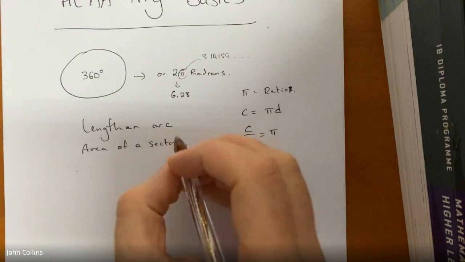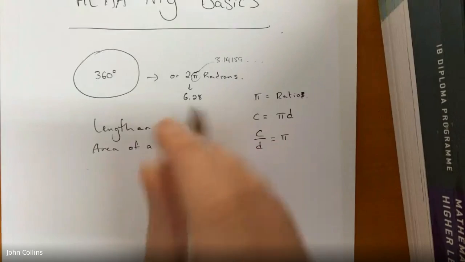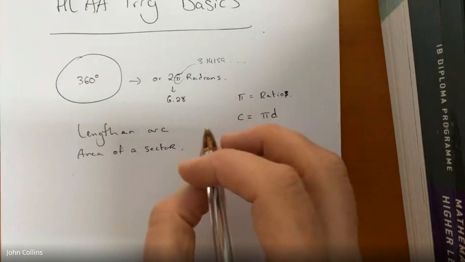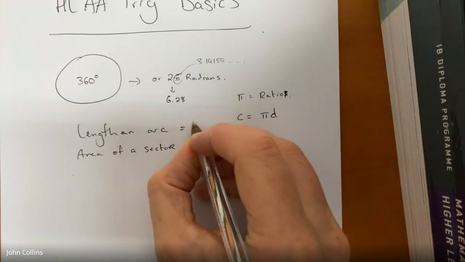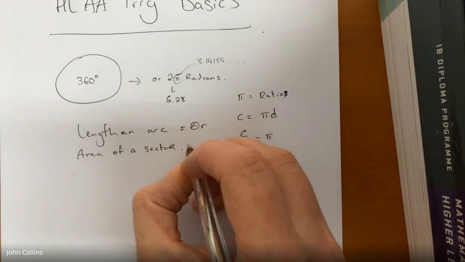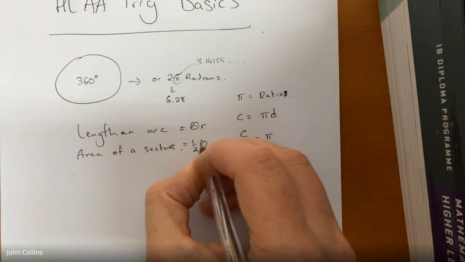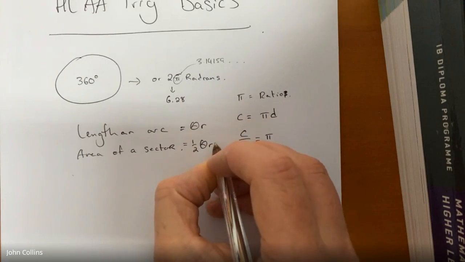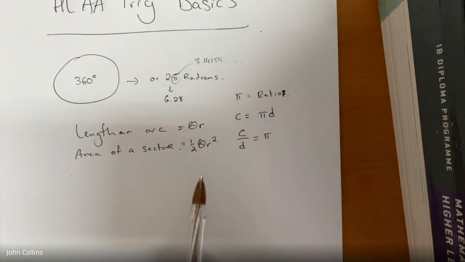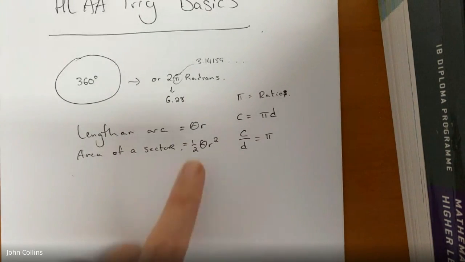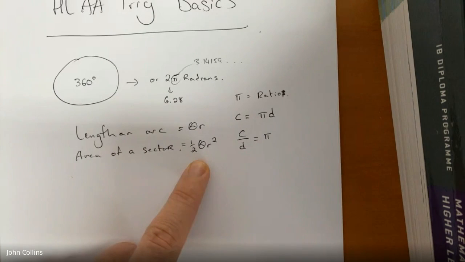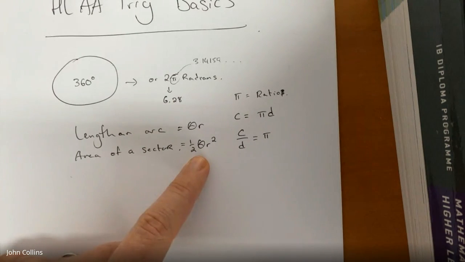These two formulas are given in the formula booklet. The length of an arc is L equals theta times R, and the area of a sector is a half theta times R squared. Of course, that's coming from the area of a circle. Can we see the relationship between this formula and the area of a circle?